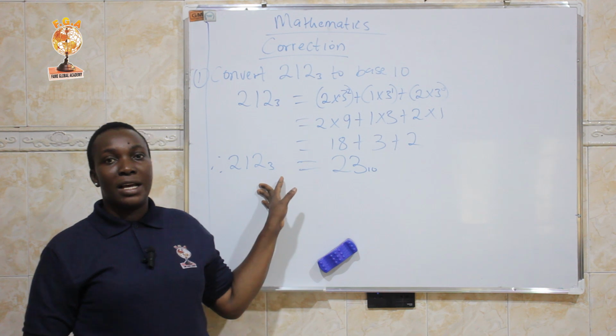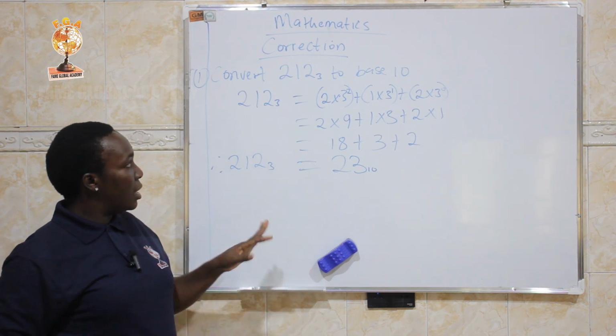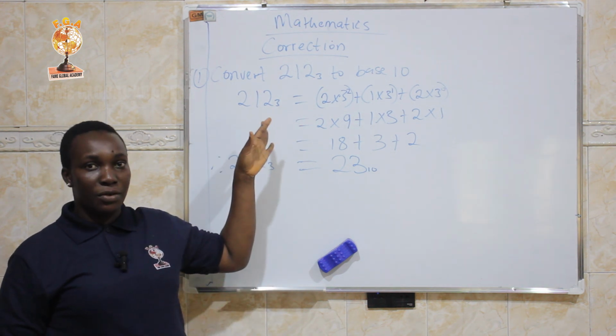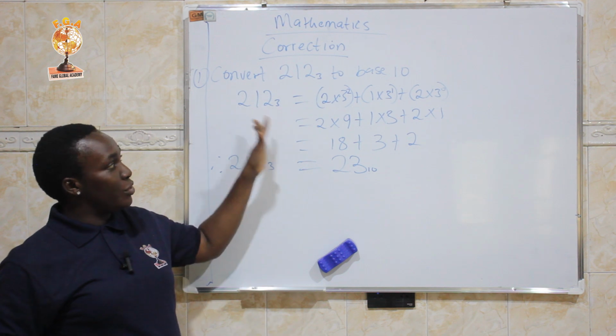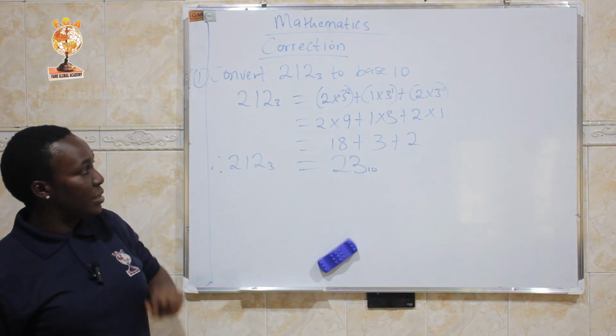So our answer is 23 base 10. Therefore, 212 base 3 is equal to 23 base 10. This is the answer for the first assignment in our previous class. Just go through it and correct yourself in case you solved it and made a mistake. From here you can check and correct your mistakes.